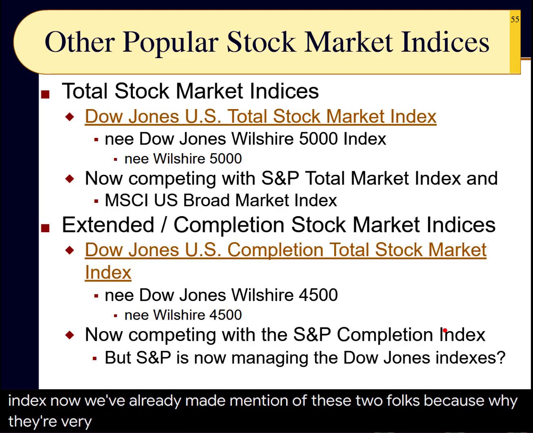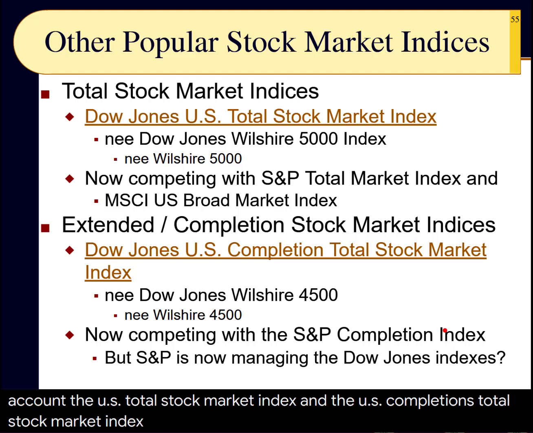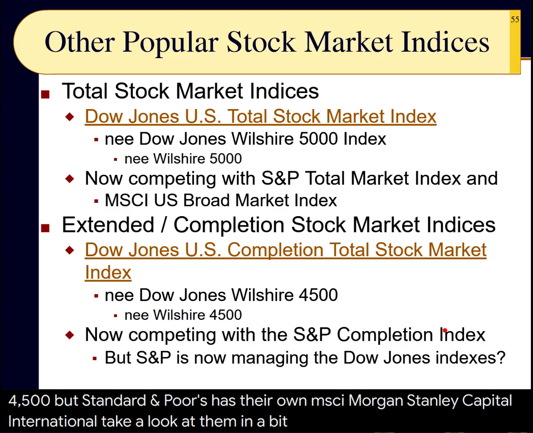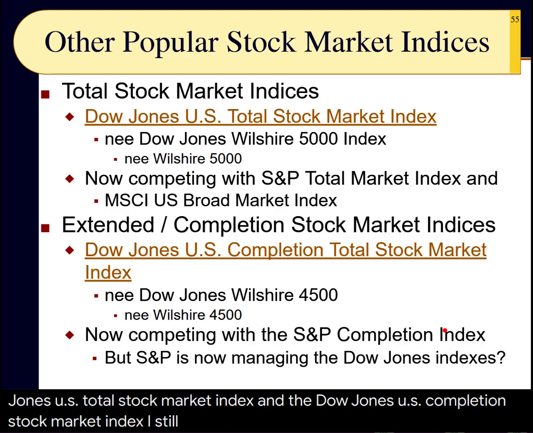They're very important, especially if you have a Thrift Savings Plan account. The U.S. Total Stock Market Index and the U.S. Completions Total Stock Market Index. I still think of them as the Wilshire 5000 and the Wilshire 4500, but Standard & Poor's has their own, and MSCI, Morgan Stanley Capital International, we'll take a look at them in a bit. But the ones you're going to hear the most about, and I hate the names, are the Dow Jones U.S. Total Stock Market Index and the Dow Jones U.S. Completion Stock Market Index. I still call them the Wilshire 5000 and the Wilshire 4500.